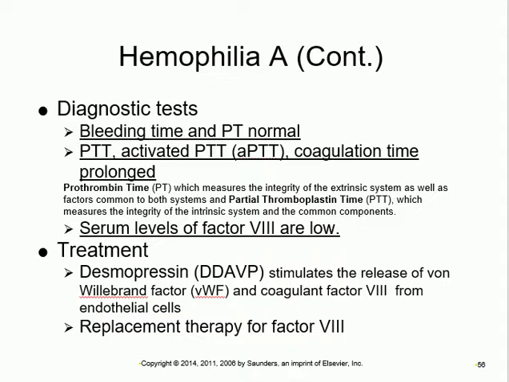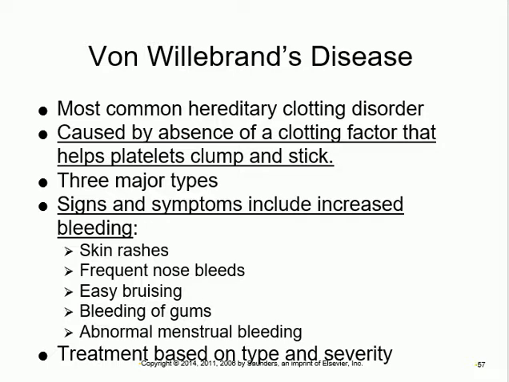Number 8 will be detected by one of those. Bleeding time is okay. Prothrombin time is okay. But the PTT and APTT, both of them are not okay. Treatment is not the most important as usual. They can give them vasopressin, replace factor 8, whatever. But you have to remember that bleeding time and PT are normal. PTT and APTT are abnormal.